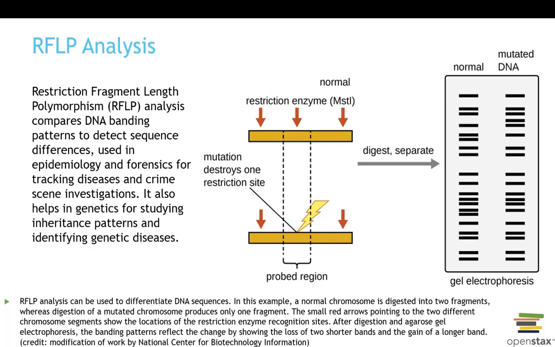Also, they can use it for tracking diseases, to see which part of the DNA has a mutation, just by comparing the pattern after digesting with restriction enzymes with that of a healthy person. They can see which fragment is absent or present in the mutant, and then identify genetic diseases. It's a very old but still very useful technique.